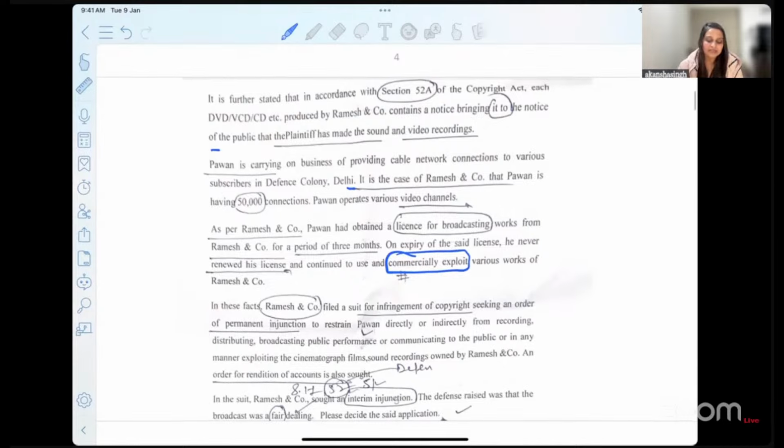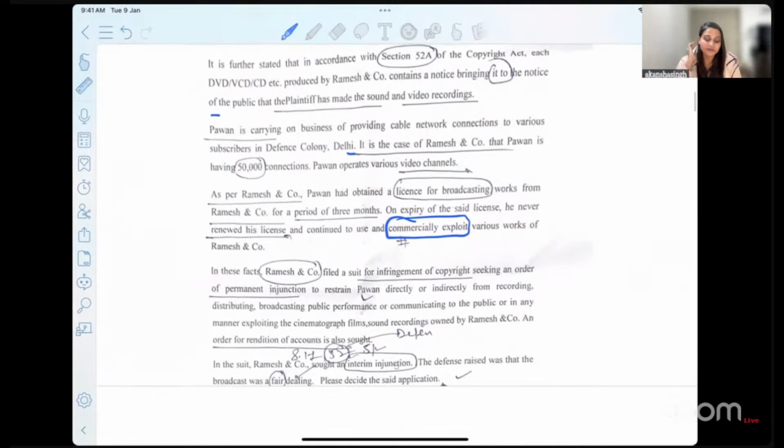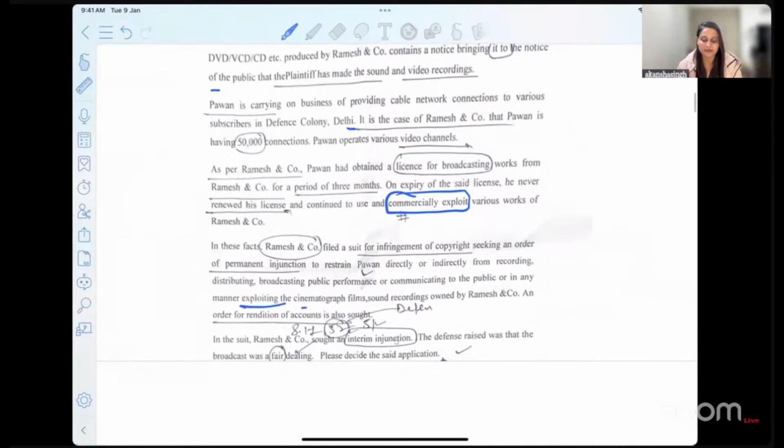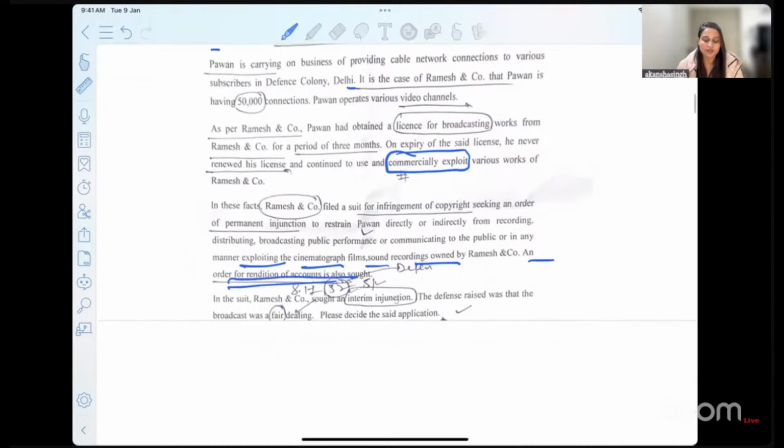Now, in these facts, the plaintiff filed a suit for infringement of copyright, seeking an order of permanent injunction to restrain Pawan directly or indirectly from recording, distributing, broadcasting, public performance, or communicating to the public, or in any manner exploiting the cinematograph film, sound recording, etc., owned by the plaintiff. An order of rendition of account is also sought. We will try to find out where this particular thing falls for our clarity, but our question lies here.